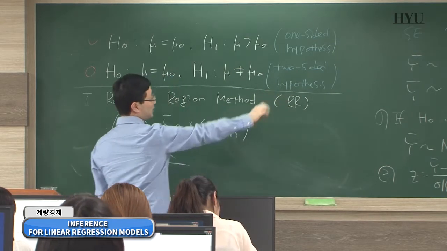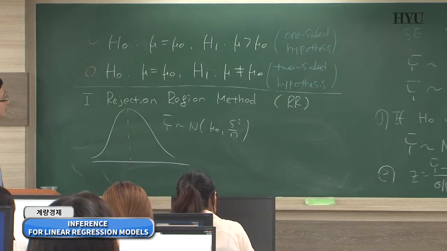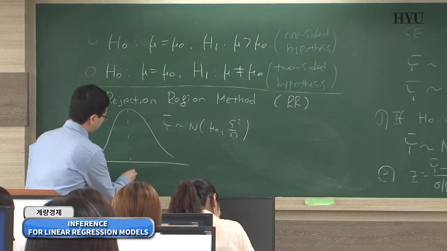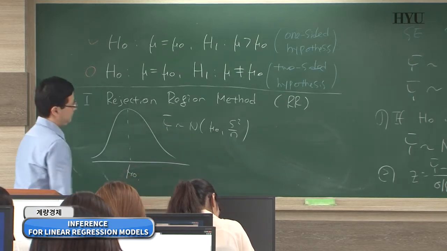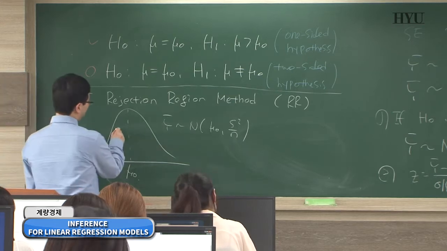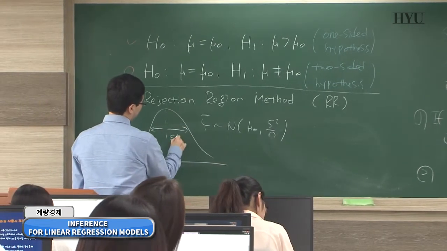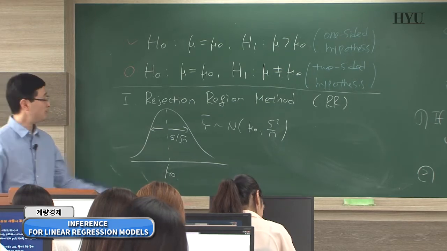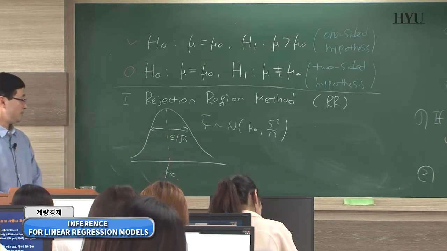So let me focus on the second case, okay? If the null is true, the distribution of y bar is centered at the population mean under the null. And you know that one standard deviation is given by this. The sample size is big enough, it is typically small. Okay?